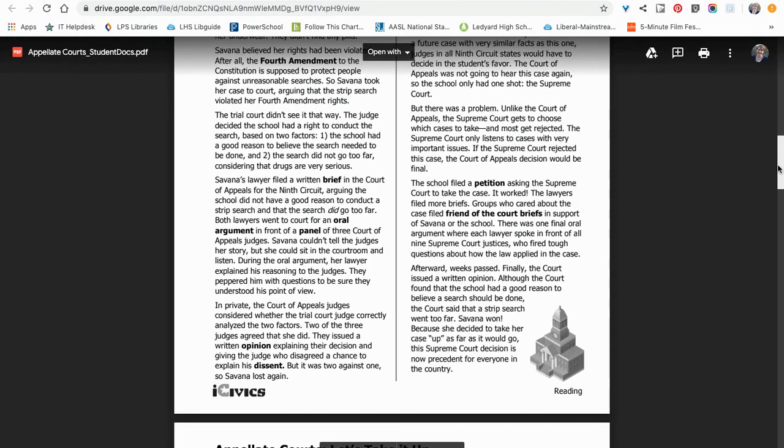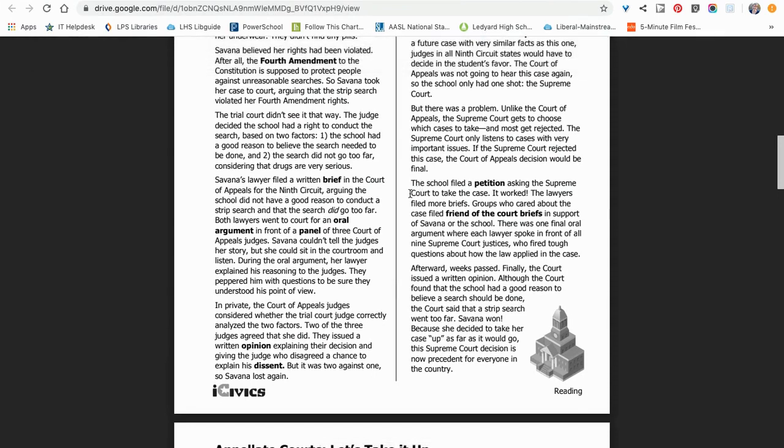Let's scroll down a little bit more. The school filed a petition asking the Supreme Court to take the case. It worked. The lawyers filed more briefs. Groups who cared about the case filed friend of the court briefs in support of Savannah or the school. There was one final oral argument where each lawyer spoke in front of all 9 Supreme Court justices who fired tough questions about how the law applied in the case.